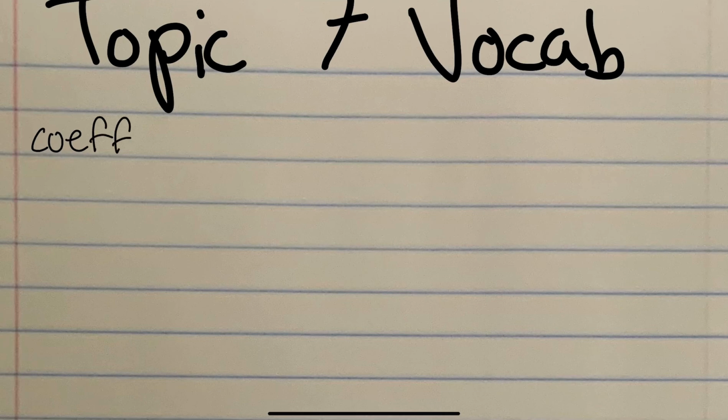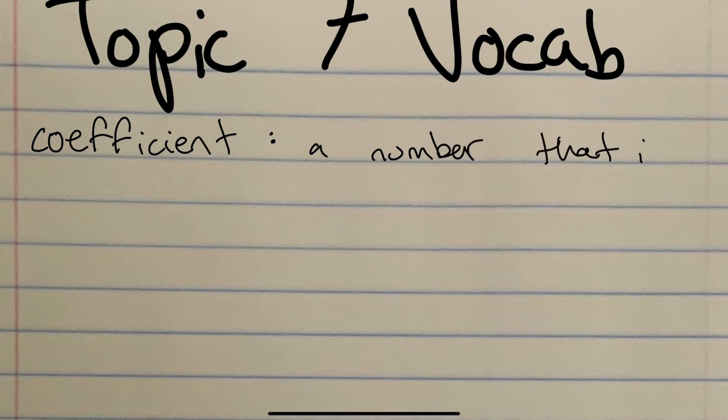coefficient. So this is actually a word that we've had in the past in our glossary. And we're going to use it again. I just wanted to help you guys remember how to do this and review what we talked about. So a coefficient is going to be a number that is multiplied by our variable.